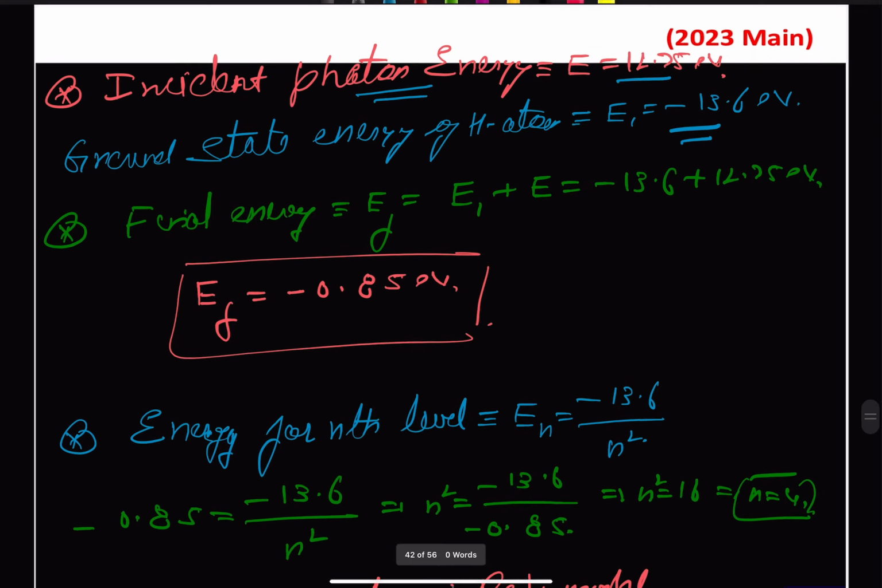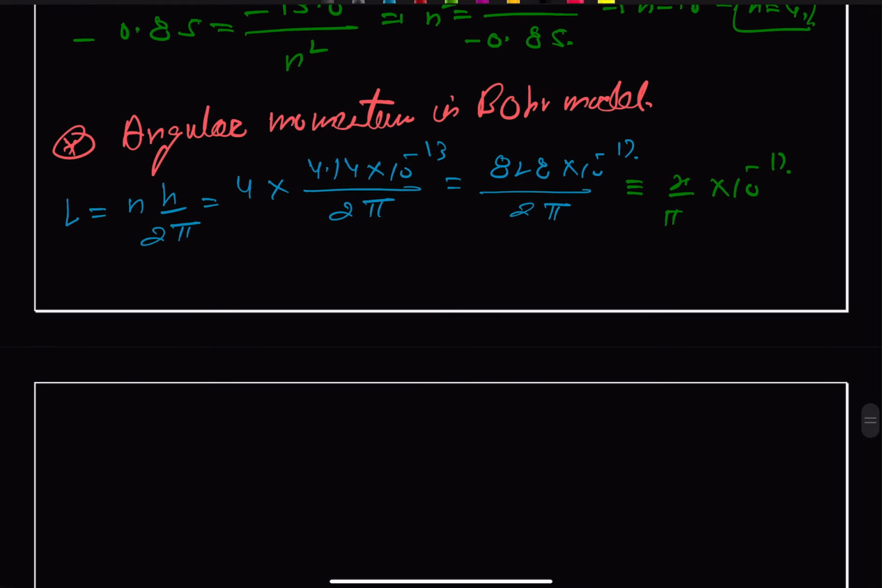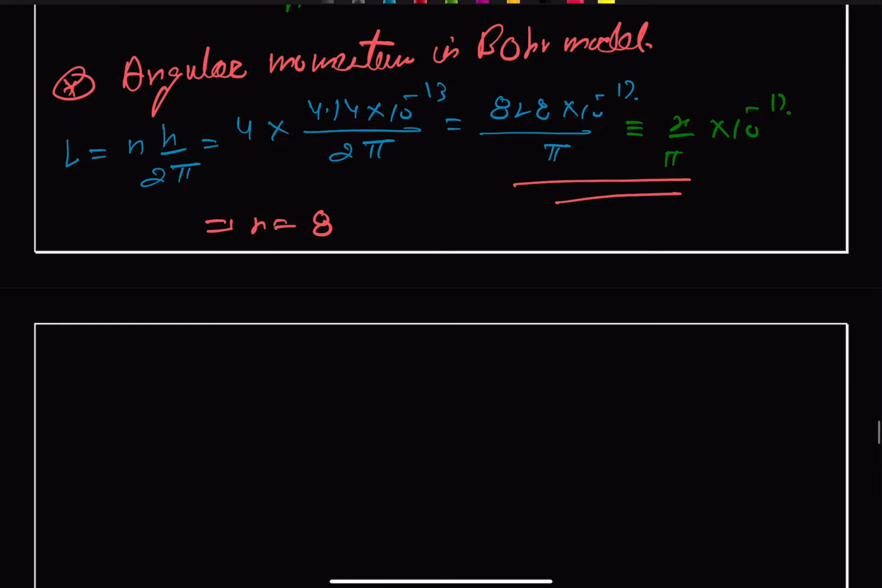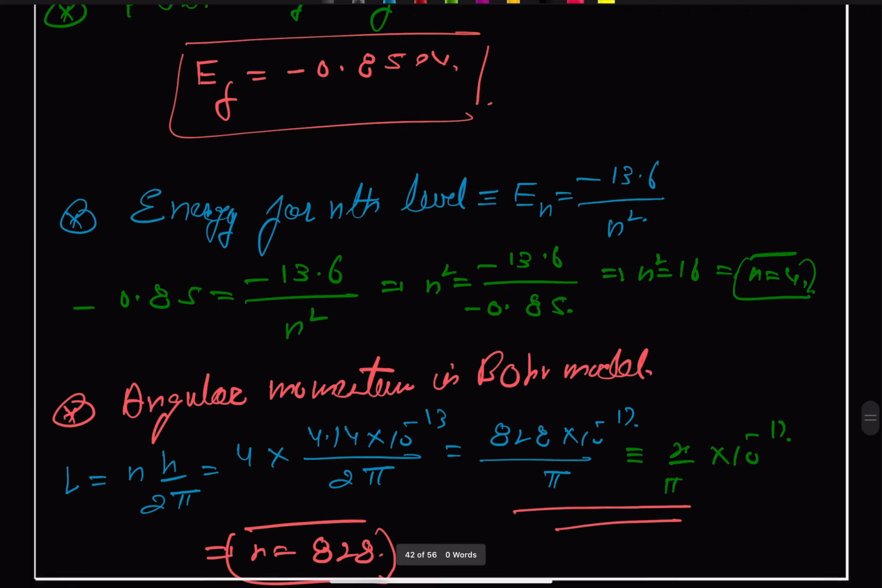Sorry, this is x upon π, my mistake. Yeah, and therefore this 1:1 comparison gives us that the value of x is 8.8. Next question.